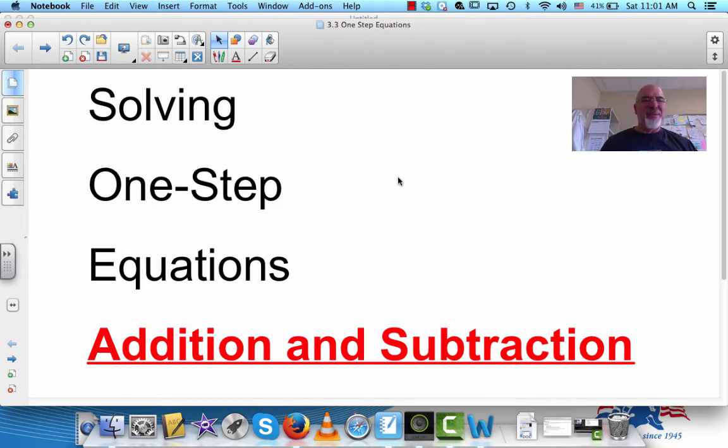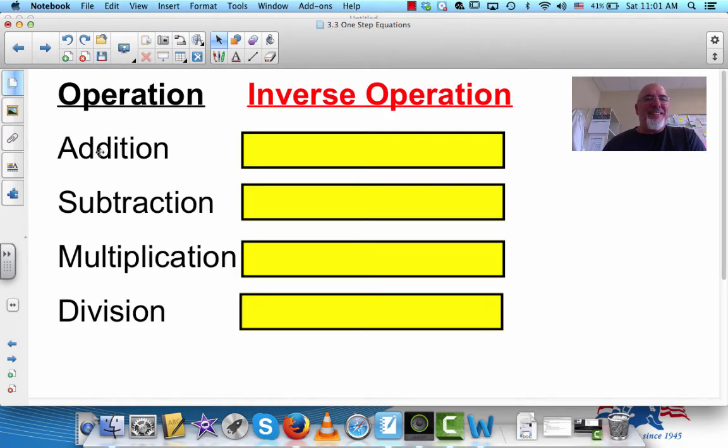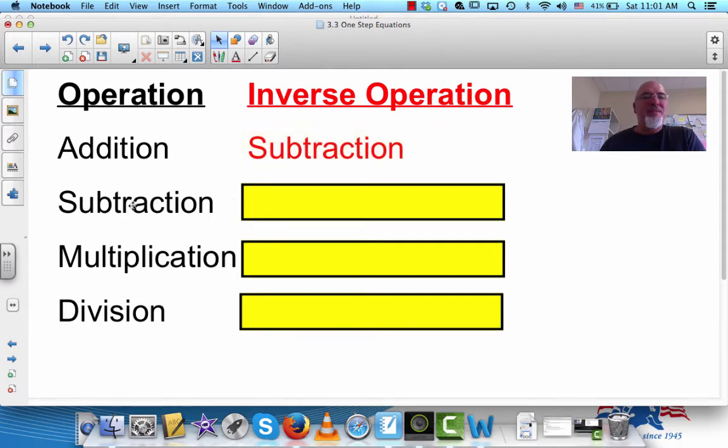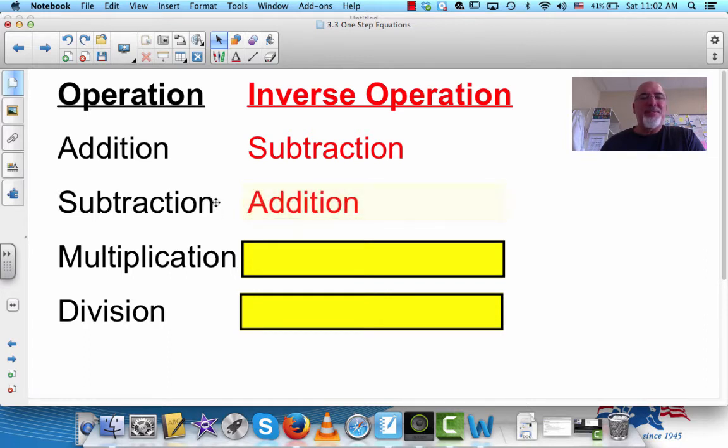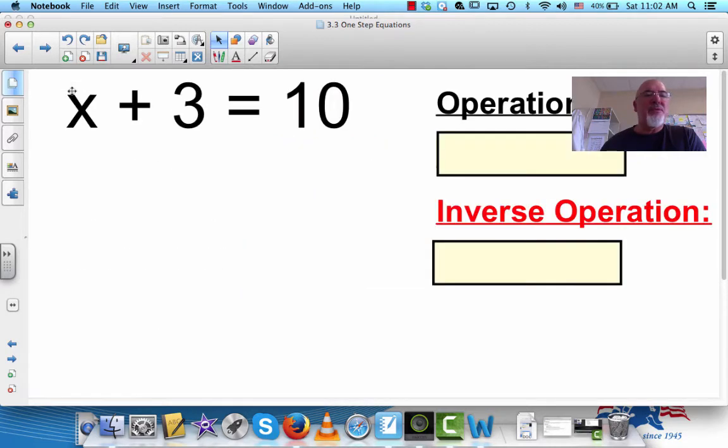Okay, solving one-step equations, addition and subtraction. Remember our inverse operations? The inverse operation of addition, or the opposite of addition, is subtraction. The inverse or opposite operation of subtraction is addition. And that's what we're going to be working with this time. So let's try our first one.